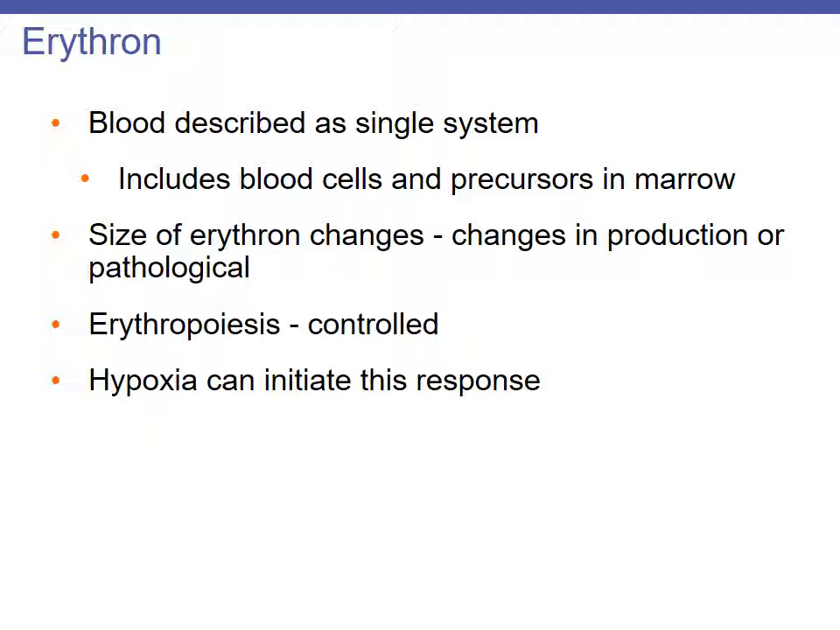So they can be cells that are just now forming, newly forming in the red marrow, all the way to those individuals who are being culled out by the red blood cell graveyard, also known as the spleen. Now, depending on the needs of the individual, the size of the urethron or total blood volume changes.